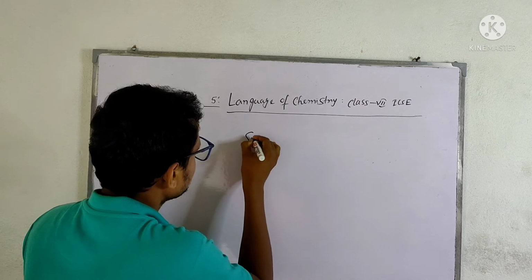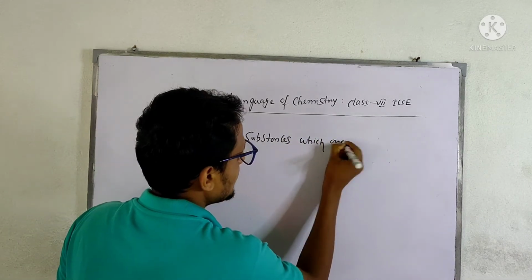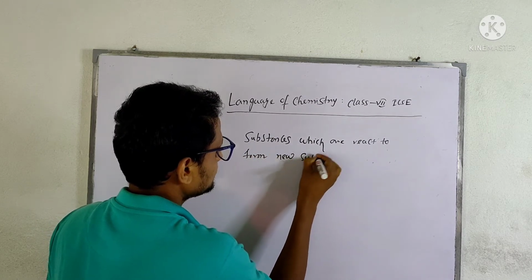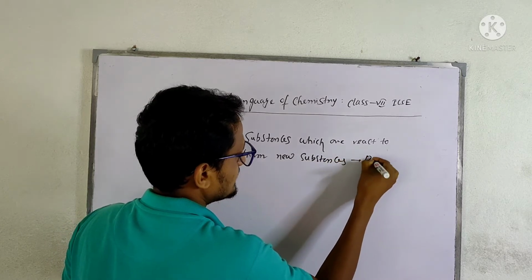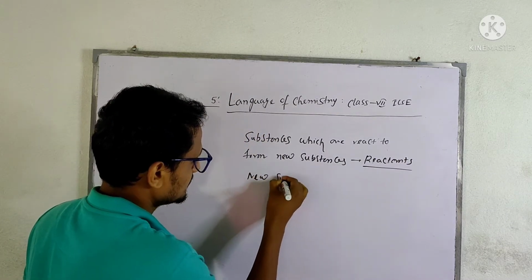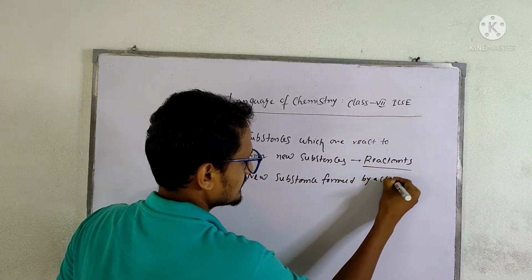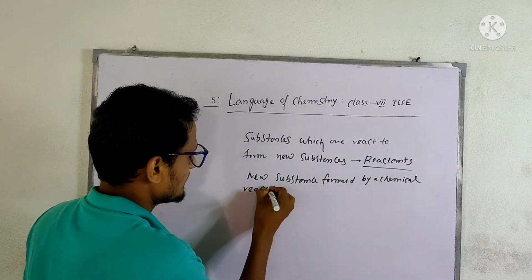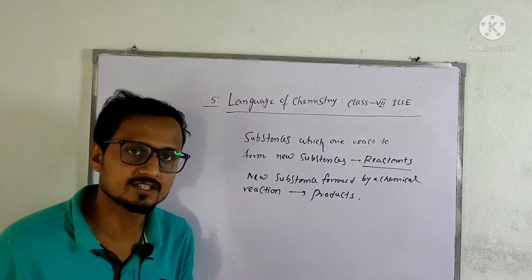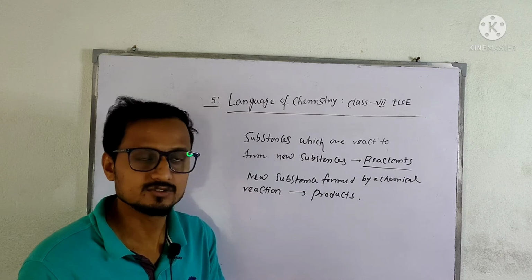Substances or compounds, you can say, which react to form new substances are called reactants. And the new substances formed by a chemical reaction are called products. In a chemical reaction more than one product can be there, so I have written products. And more than one reactant can be there, so I have written reactants.